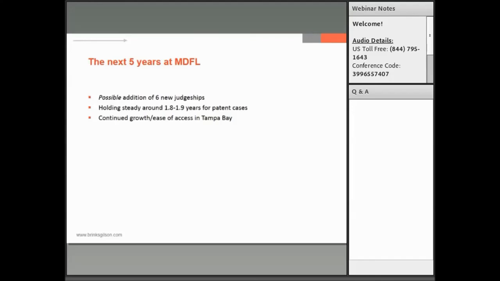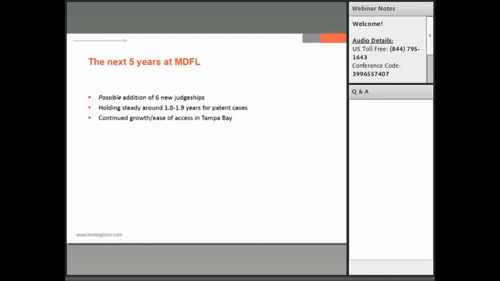There's bound to be some changes in the Middle District of Florida over the next 5 years. We're hoping, and it appears that there's going to be an addition of 6 new judgeships spread throughout the Middle District of Florida. The Florida Senators Nelson and Rubio included very recently a bipartisan request for these 6 new judgeships, and that would help significantly cut the load on these judges.